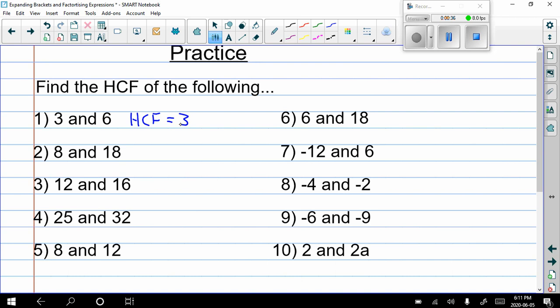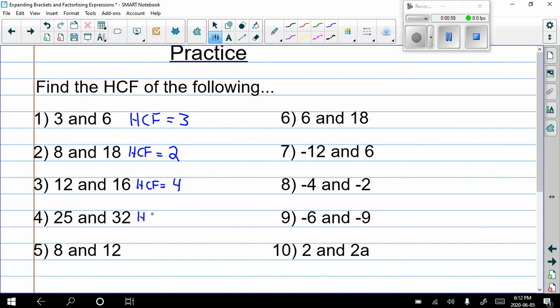Our highest common factor of 8 and 18 is going to be 2. We have our next one for question 3. Our highest common factor of 12 and 16 would be 4.